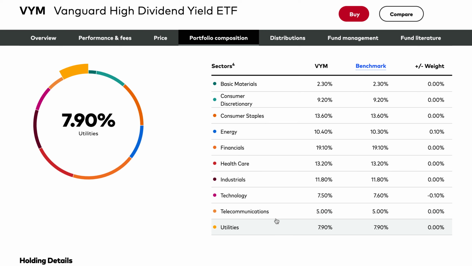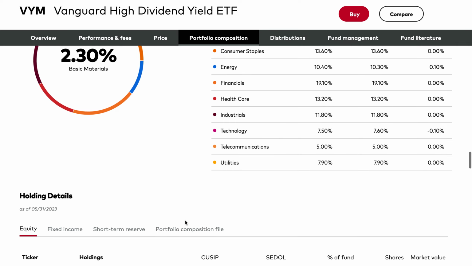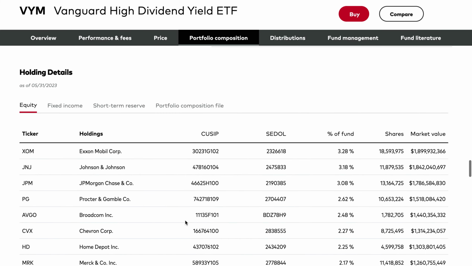Telecommunications and utilities. So you see a lot more of an even spread here in my opinion, and a higher emphasis on financials as they pay out more dividends, and energy as well. Even consumer staples. So it's a pretty good spread in terms of sector exposure in my opinion. So that's something to consider as well. That might fit in your investing goals if you want to diversify across different sectors.